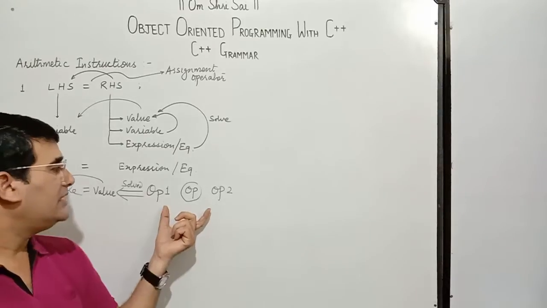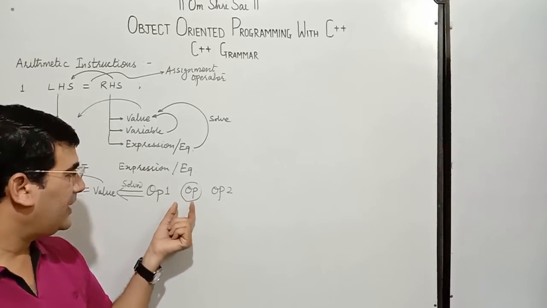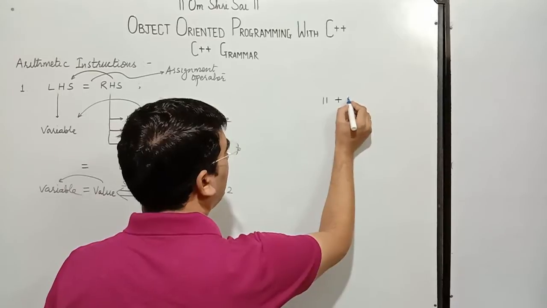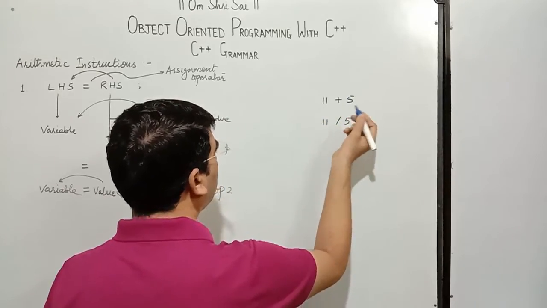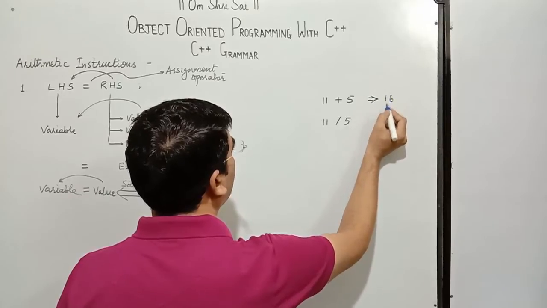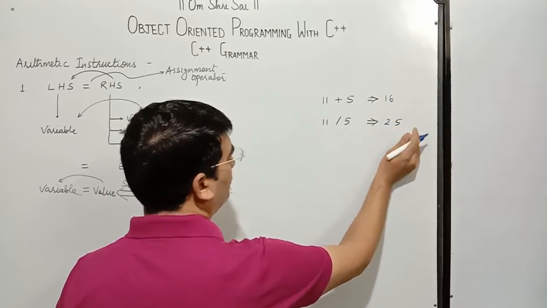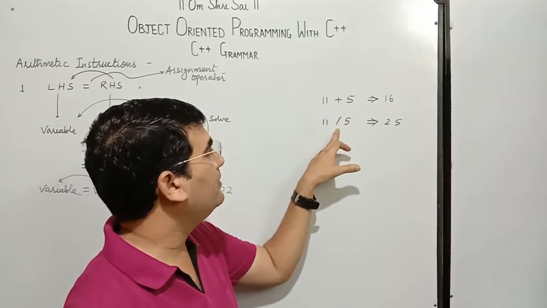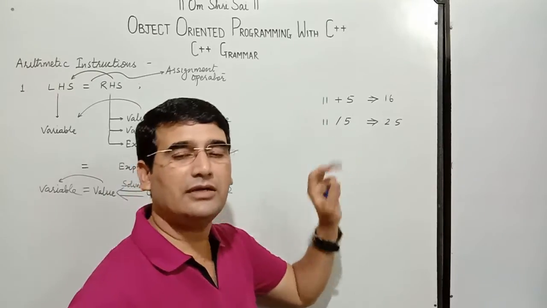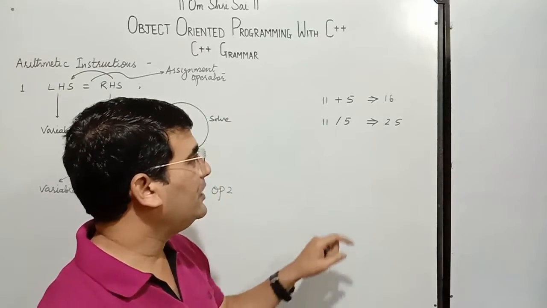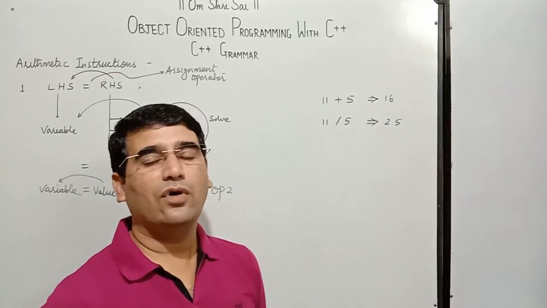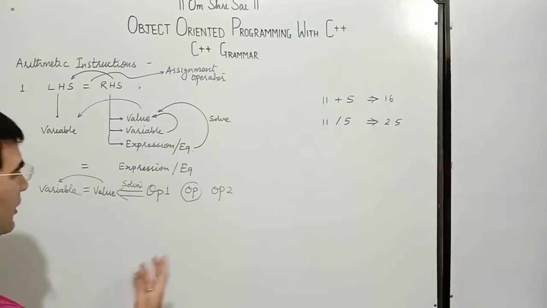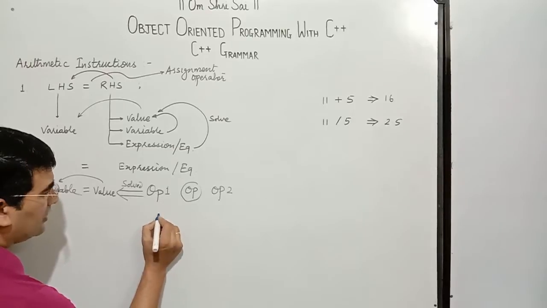Now in mathematics, the type of value which is evaluated is dependent upon the type of operator used. For example, if I write 11 plus 5 and if I write 11 divided by 5, what will be the result? In that case we'll get 16 and in that case we'll be getting 2.5. इससे हमें ये समझ में आता है कि मैथमेटिक्स में रिजल्ट का टाइप ऑपरेटर के ऊपर डिपेंडेंट होता है. It depends upon the operator, but in programming it is not so. इन प्रोग्रामिंग रिजल्ट का जो भी टाइप होगा वो ऑपरेटर पर डिपेंडेंट ना होके ऑपरेंड्स के टाइप पर डिपेंडेंट होता है.